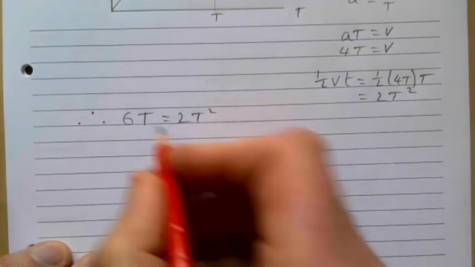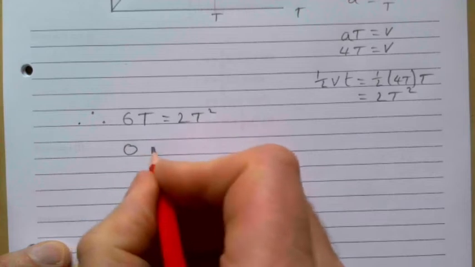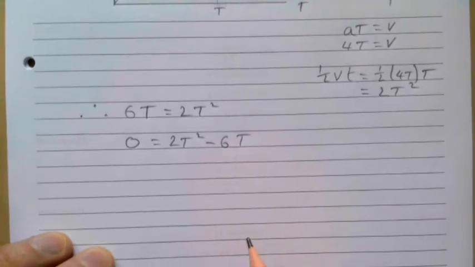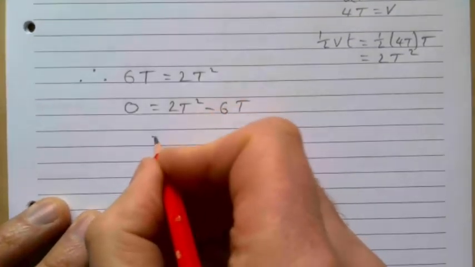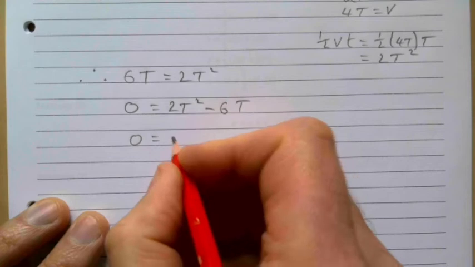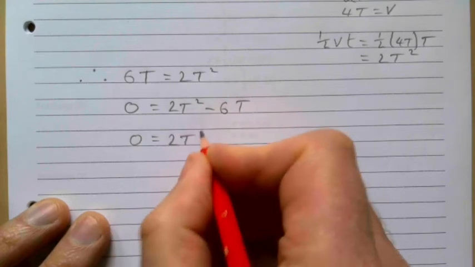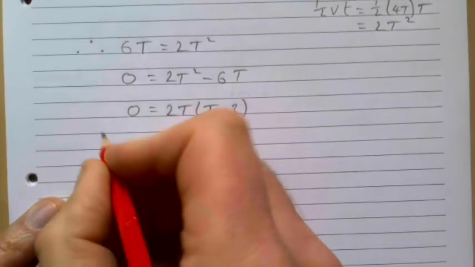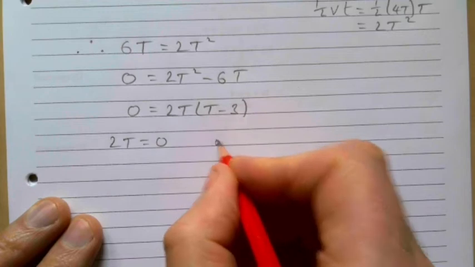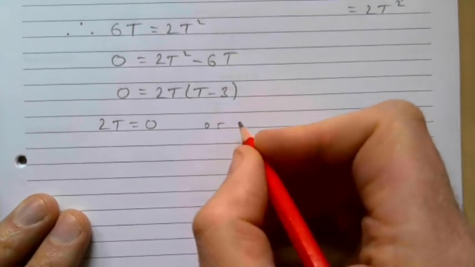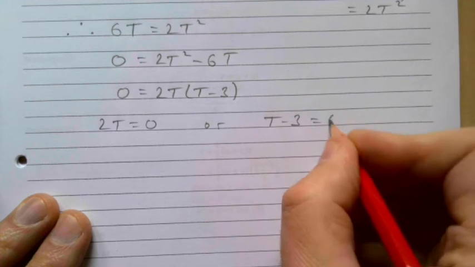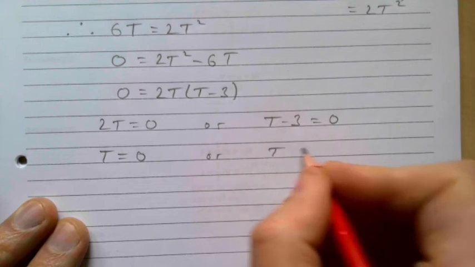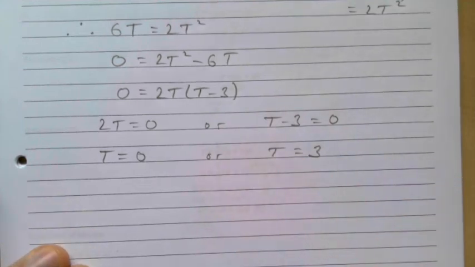This is a quadratic now. I'm going to take everything over to this side, so we would have 0 equals 2t squared minus 6t. 0 equals 2t times t minus 3. So that means either 2t equals 0 or t minus 3 equals 0. That means t equals 0 or t equals 3.